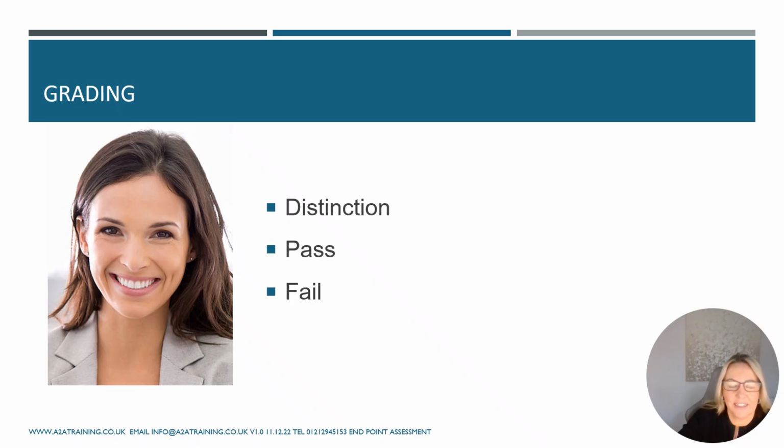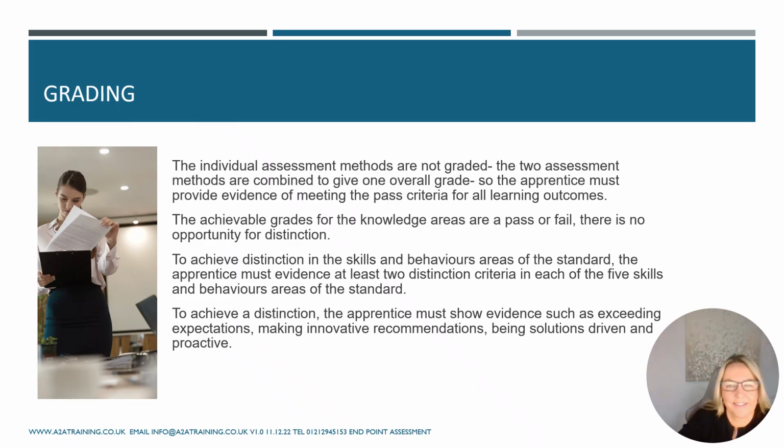In terms of grading, the grades available are distinction, pass and fail. The individual assessment methods are not graded, so the 2 assessment methods are combined to give 1 overall grade, so the apprentice must provide evidence of meeting the pass criteria for all learning outcomes. The achievable grades for the knowledge area are pass or fail, and there's no opportunity for distinction.